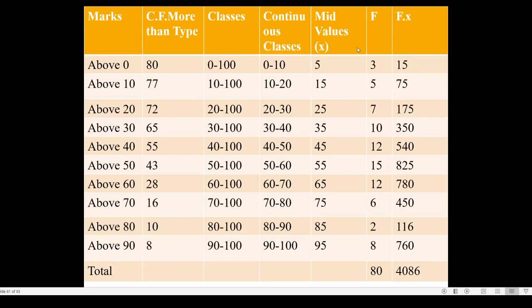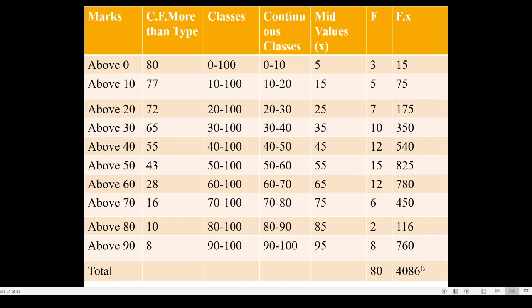See here, the mid value of class 0 to 10 is 0 plus 10 upon 2, which is 10 upon 2, which is 5. Then for the second class 10 to 20, 10 plus 20 upon 2 means 15. Like this we can calculate mid values of all other classes, and values of f are given. If we multiply the value of f into x, we get the value of f into x. 5 into 3 is 15, then 15 into 5 is 75. Like this we can calculate the value of f into x.